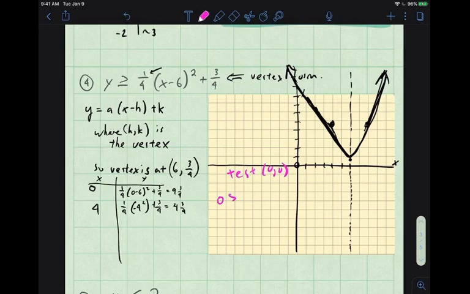So now 0 has to be bigger than all this stuff. We know from this equation here that this thing is 9 3/4, which is false. So that means we shade the inside portion of our parabola. And notice it's a solid line because of this part.